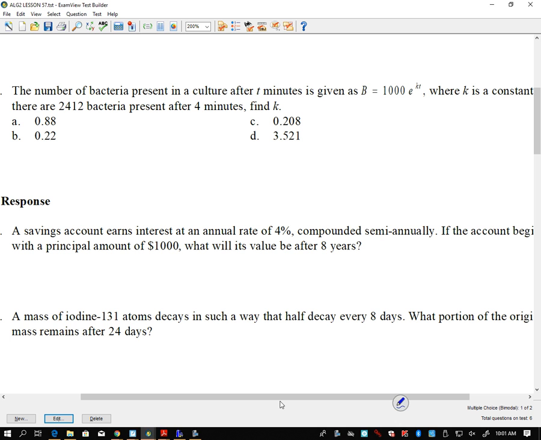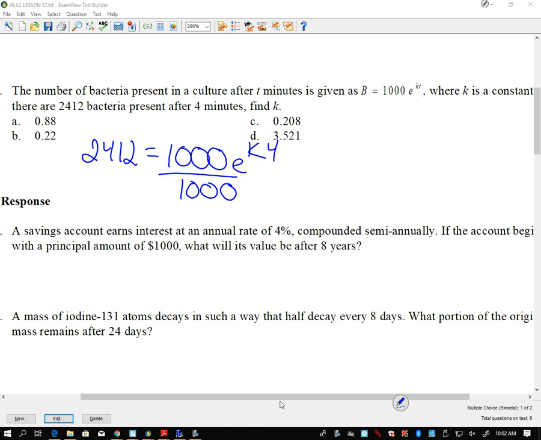All right, so we're going to replace B with 2412 equals 1,000 e to the k times 4, right? All right, so we want to isolate and solve for k, correct? Okay, so what's the first thing I could move to the other side? Anybody know? This is 1,000 times e to the k. I could divide by 1,000. Very good. I can divide by 1,000. Okay, divide by 1,000. What's 2,412 divided by 1,000? So 2.412 equals e to the 4k.